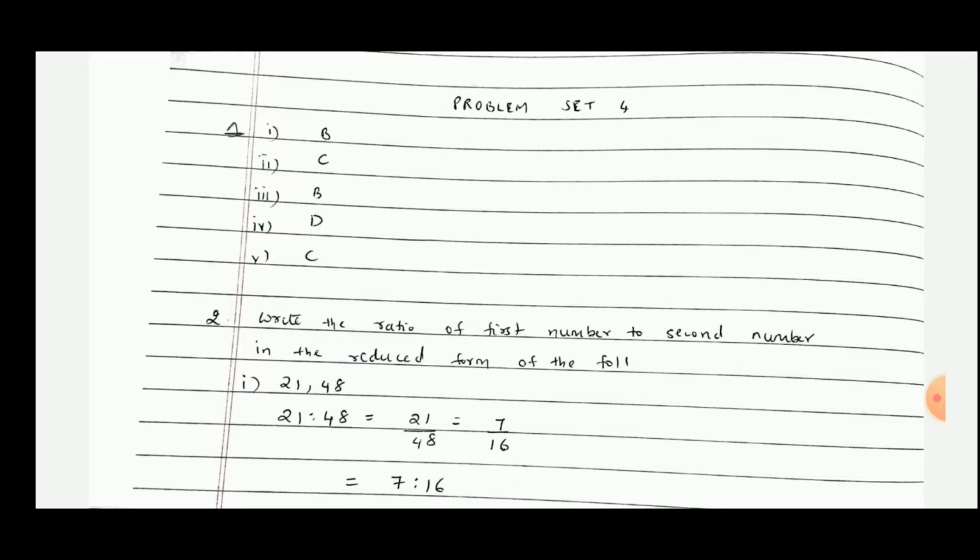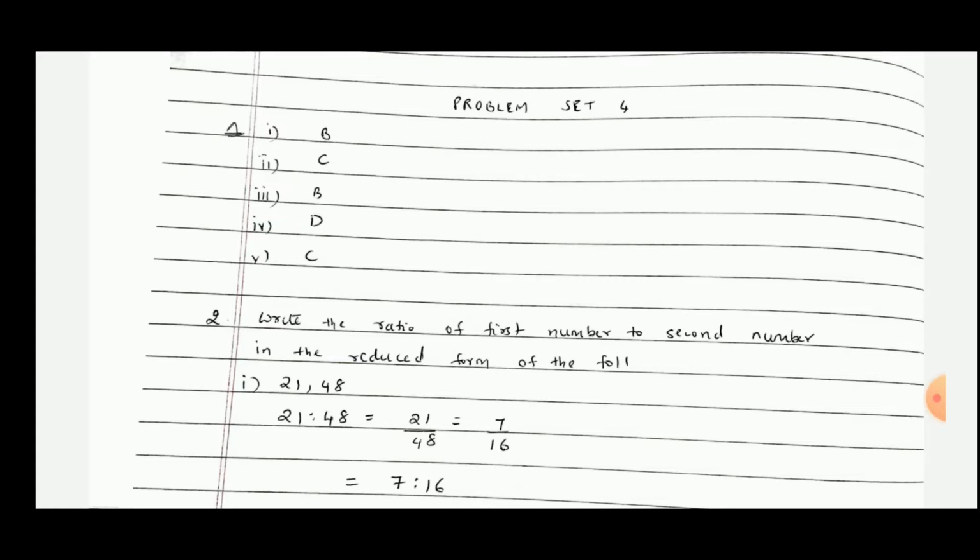Then fourth one, 24 bananas were distributed between Shubham and Anil in the ratio 3 is to 5. Then how many bananas did Shubham get? So let the common multiple be x. So the bananas with Shubham and Anil are 3x and 5x. So 3x plus 5x is equal to 24. So 8x is equal to 24. X will be equal to 3. So 3 3s are 9. 9 bananas Shubham got.